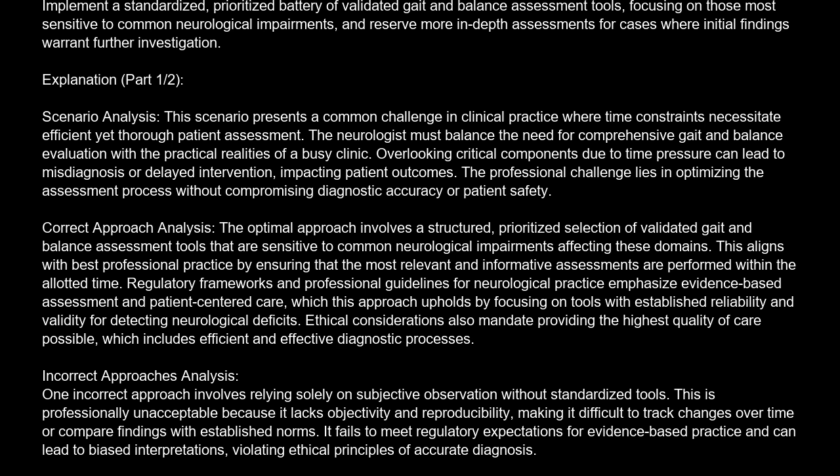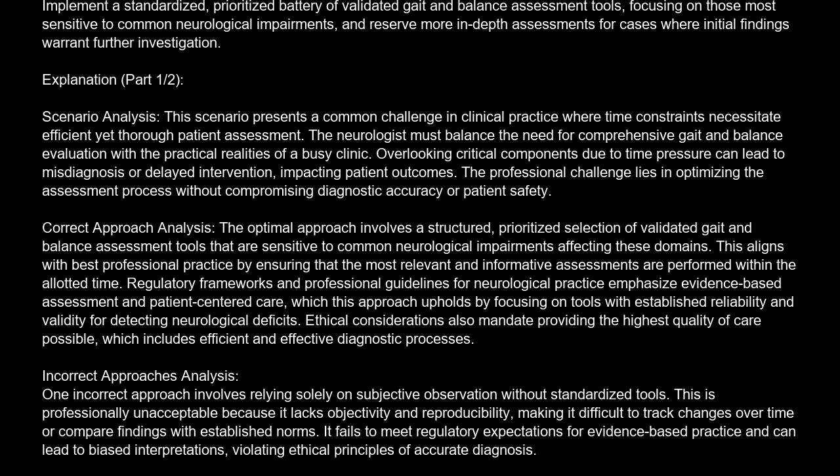Explanation. Scenario analysis. This scenario presents a common challenge in clinical practice where time constraints necessitate efficient yet thorough patient assessment. The neurologist must balance the need for comprehensive gait and balance evaluation with the practical realities of a busy clinic. Overlooking critical components due to time pressure can lead to misdiagnosis or delayed intervention, impacting patient outcomes. The professional challenge lies in optimizing the assessment process without compromising diagnostic accuracy or patient safety.